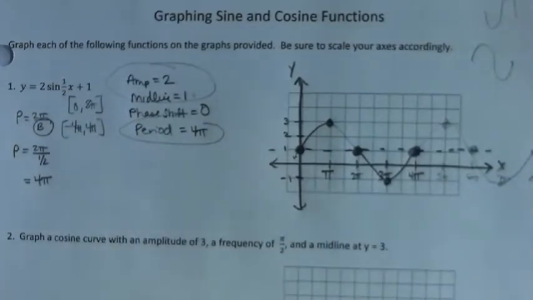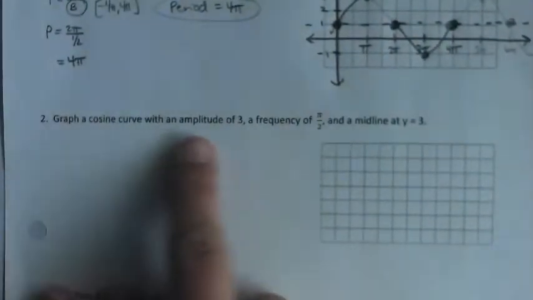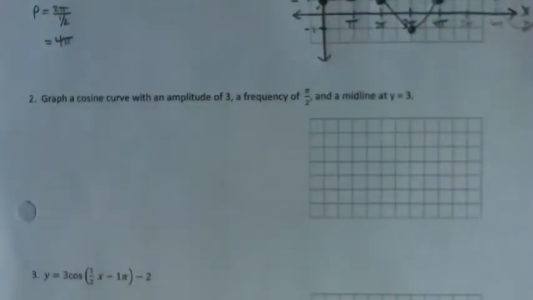Okay, now here's a perfect example, number 2, of how they can ask you to graph an equation without making the calculator helpful for you. If they say to graph something like this cosine curve, you can't just type it in because they didn't give you the equation. See how they do that? Tricky. They don't give you the equation, so you can't graph it just by plugging it into your calculator.